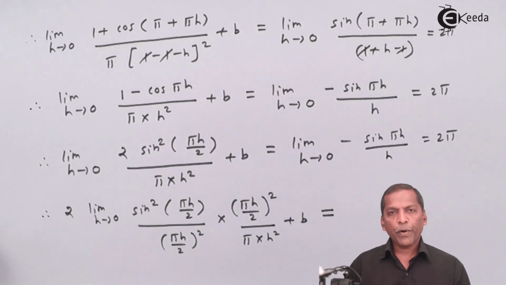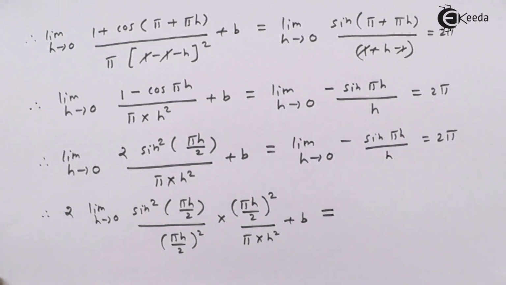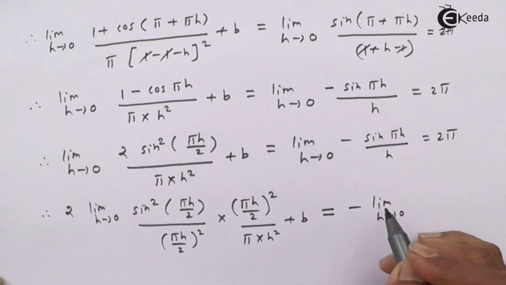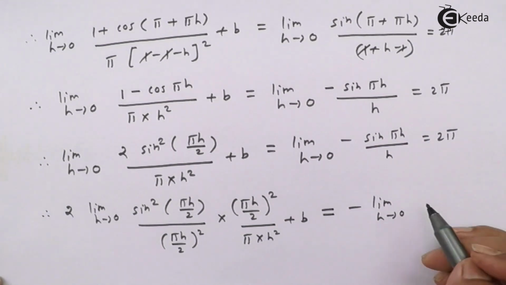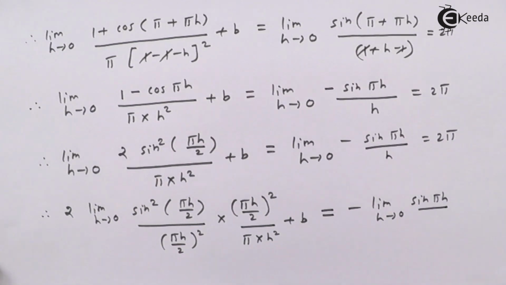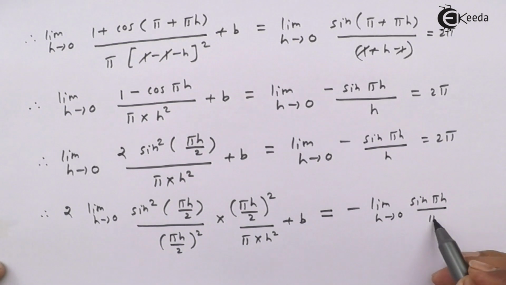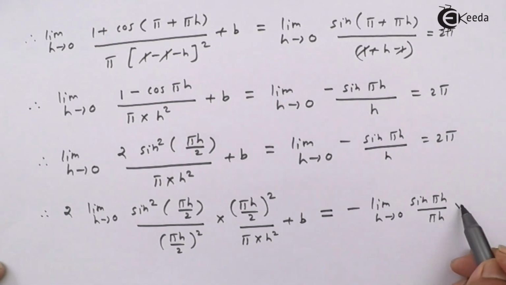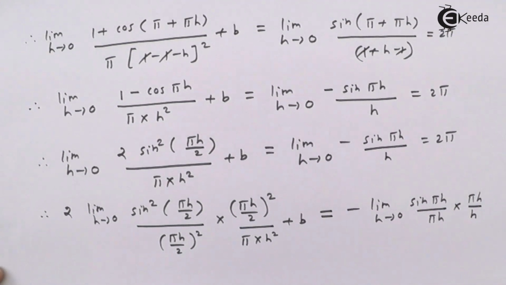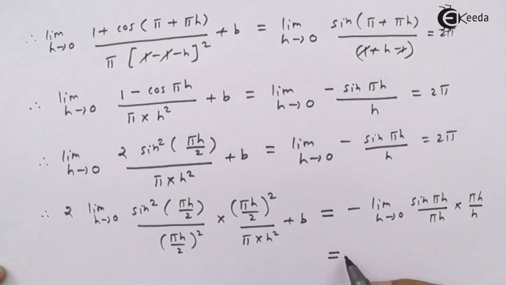Now here we take the minus sign outside the limit. So we get minus of limit h tends to 0, and in bracket we have sine of pi h. Again, to get the rule we have to divide by pi h, at the same time multiply by pi h, and upon the original term h we write as it is, and that equals 2 pi.